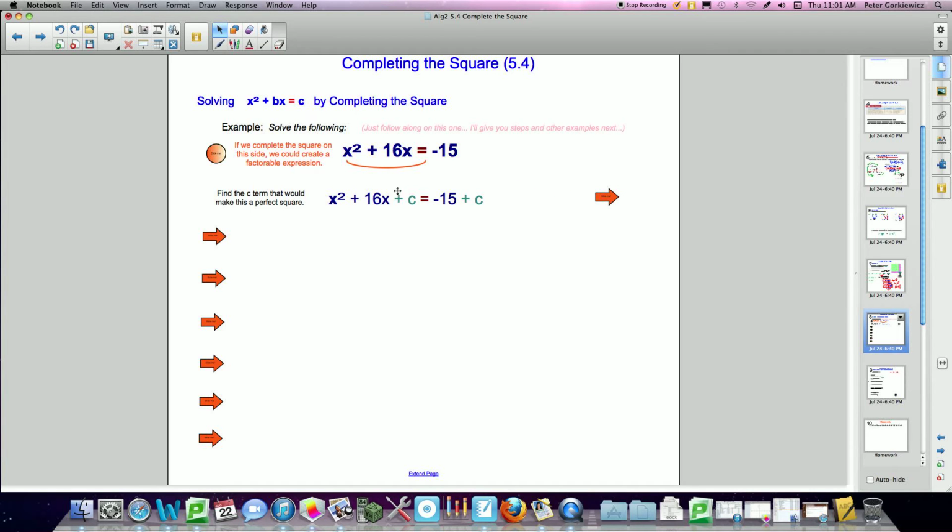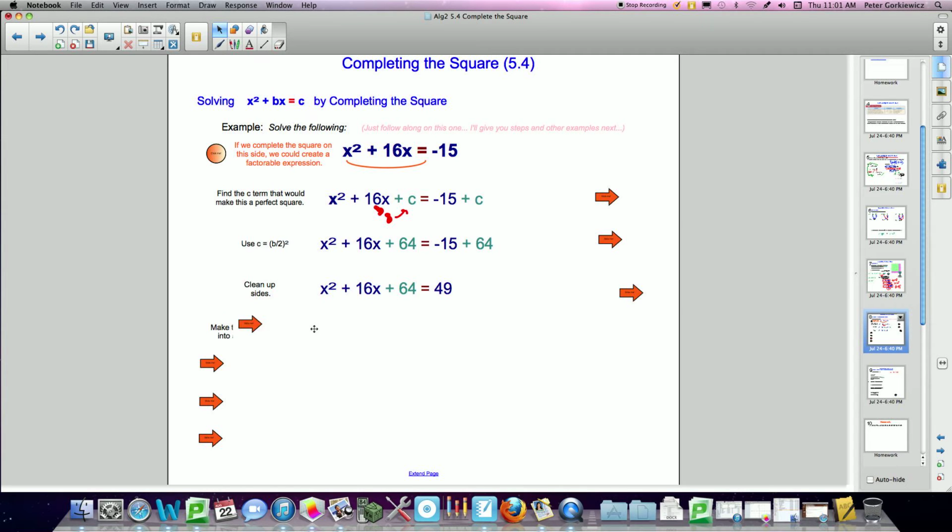And if I add something to one side, I got to add it to the other, just so it balances, just like any other algebra. So we're going to cut 16 in half, 8, right? And then square it, and that's going to be our c term, 64, right? But then we also have to add 64 to this side. And that's great. We did all that work, so this side can be turned into x plus 8 squared, because this is now a perfect square trinomial, which is nice. And we cleaned up this side, and you got 49.